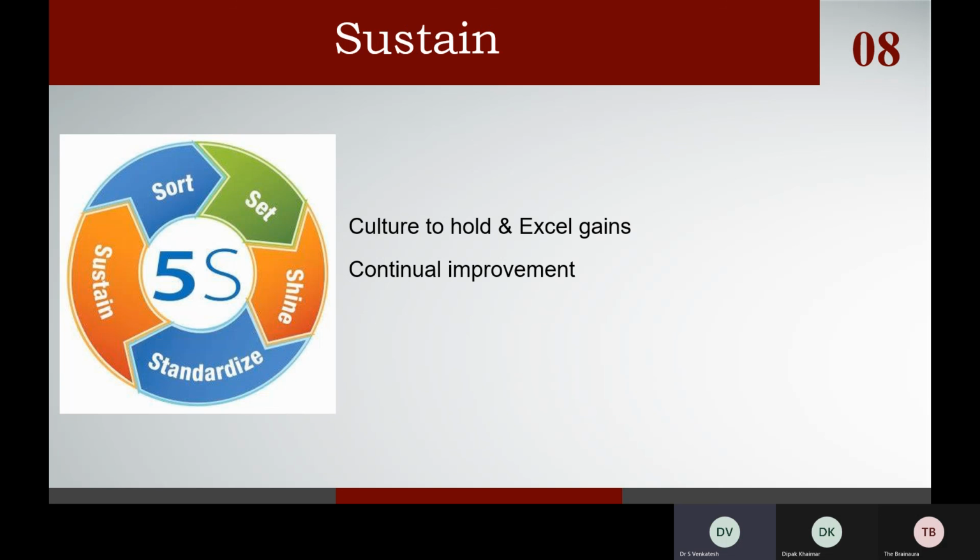Yeah, the last one is sustain. So we can relate this step to the improvement principle of quality management system. It is not enough that we sort, set in order, shine, and standardize. We need to sustain it. We need to have a culture to hold and excel the gains we made.